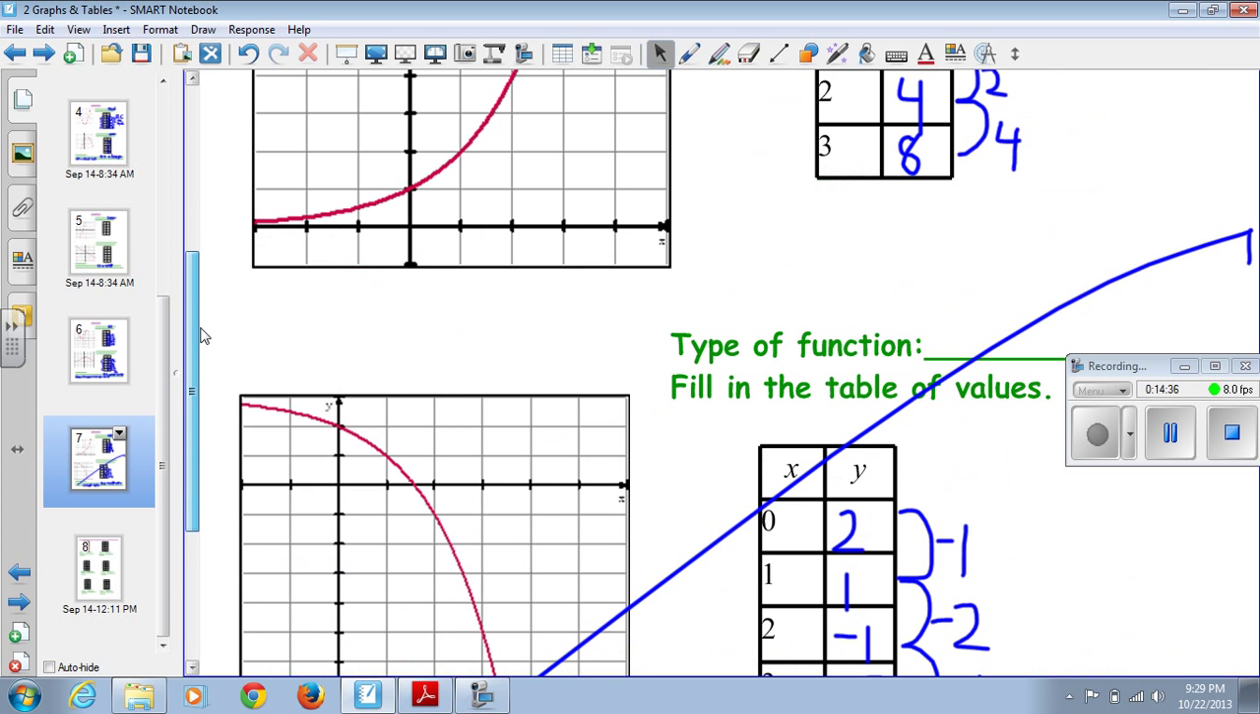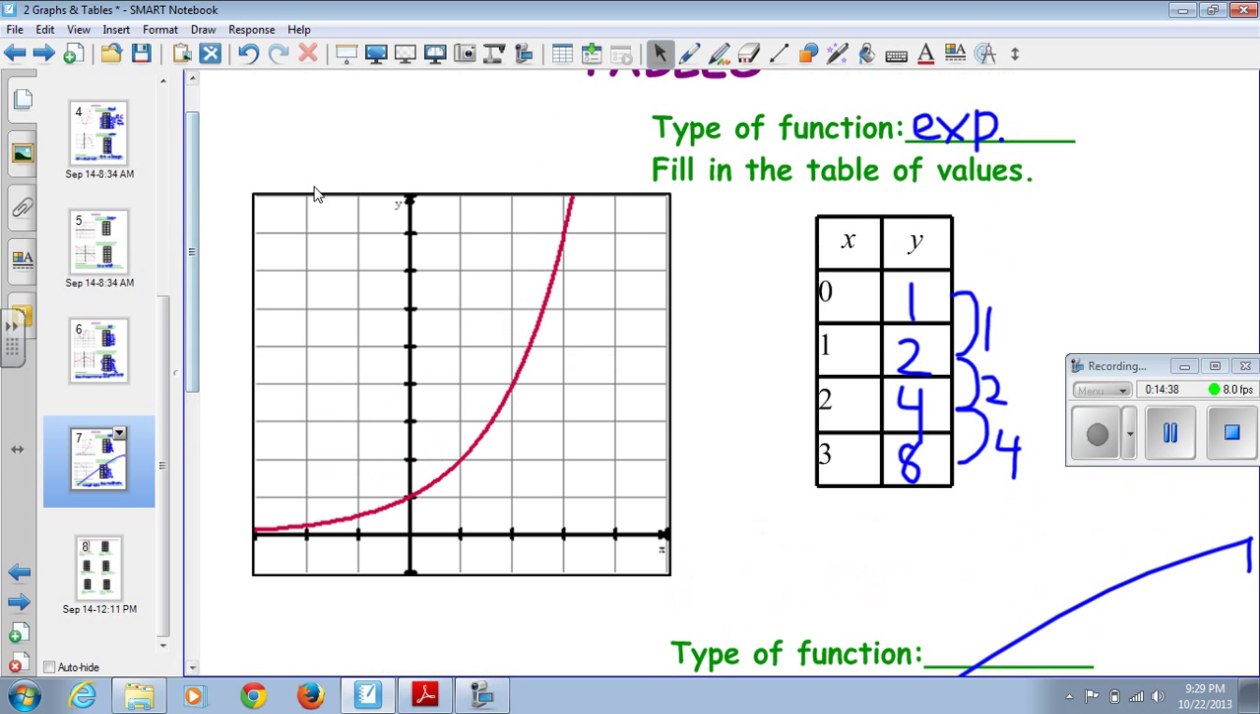All right, we go back up here. If we look at this table, we're going times 1, times 2, times 4. Or times 2, I should say. So our rate of change is multiplying by 2 each time. It's a constant rate.